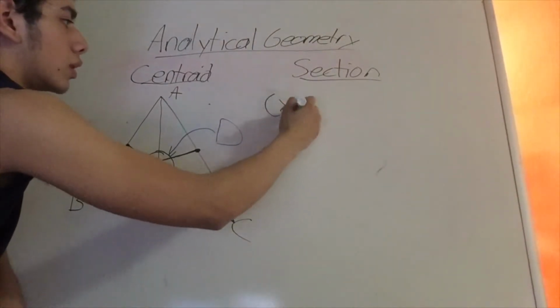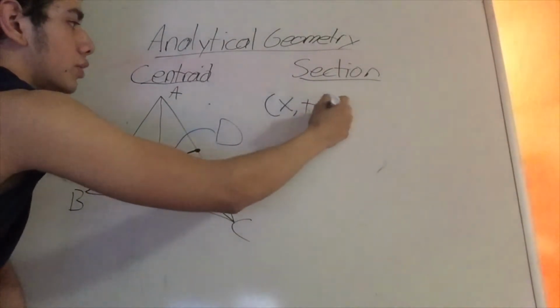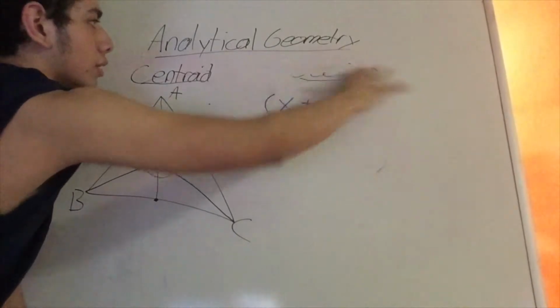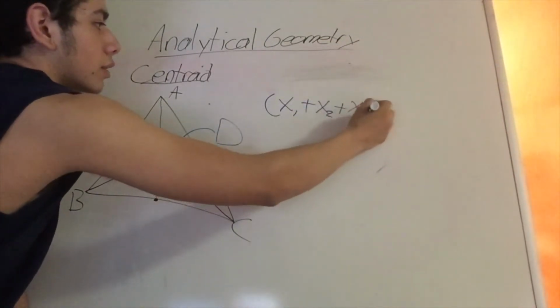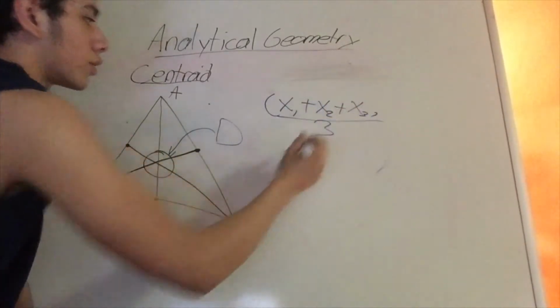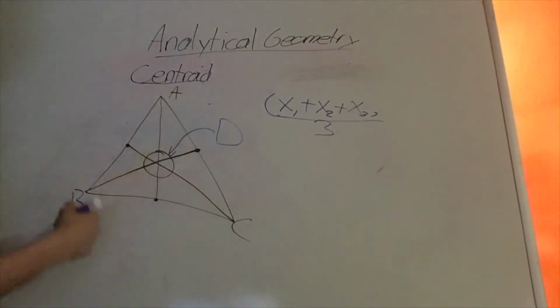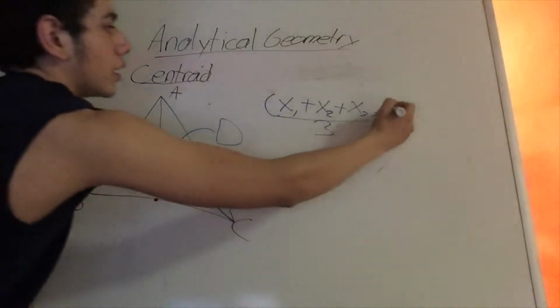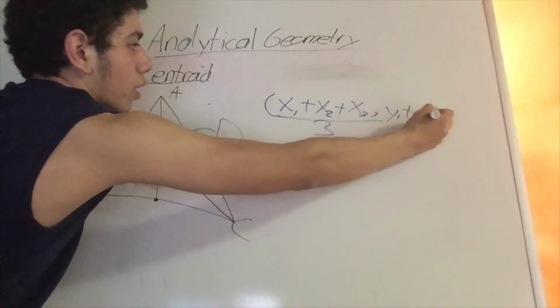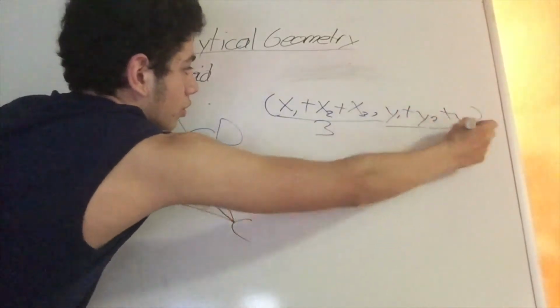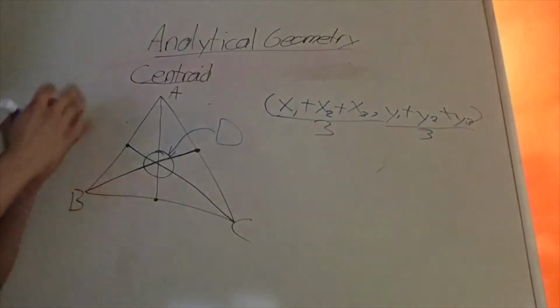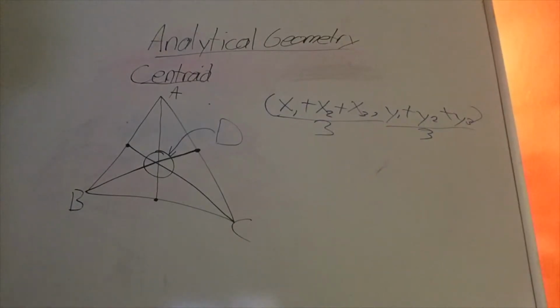It's x1 plus x2. Okay, let me erase this so you guys don't get confused. Plus x3 over 3, 3 representing the amount of points on the triangle. And y1 plus y2 plus y3 over 3. That would be your general equation.